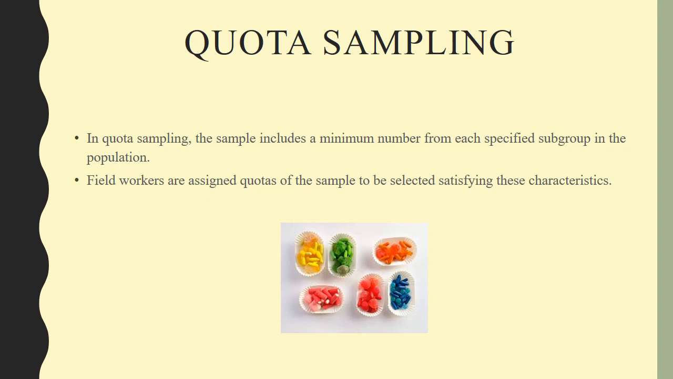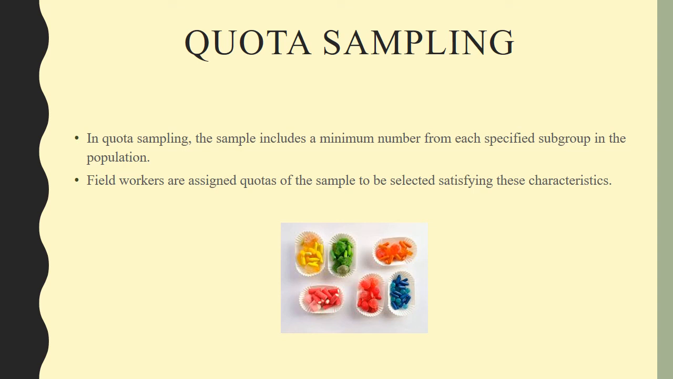Coming to our fourth type of non-probability sampling, it is quota sampling. In quota sampling, the sample includes a minimum number from each specified subgroup in the population. The sample is selected on the basis of certain demographic characteristics such as age, gender, occupation, education, etc. So the investigator is asked to choose a sample that conforms to those parameters. Field workers are assigned quotas of the sample to be selected satisfying these characteristics.